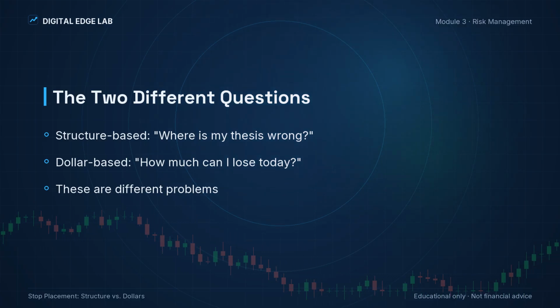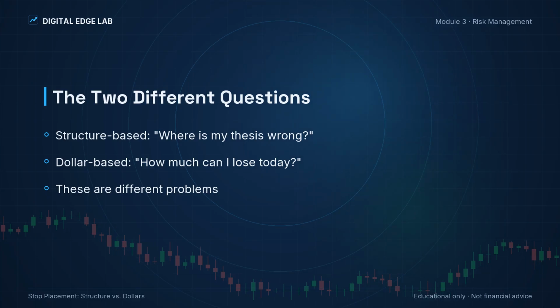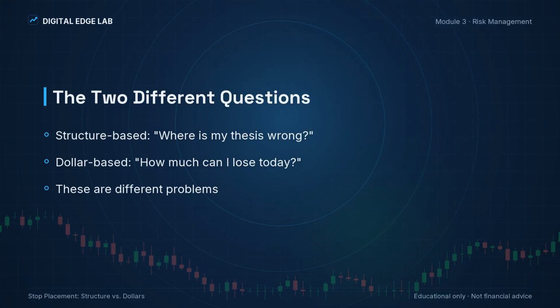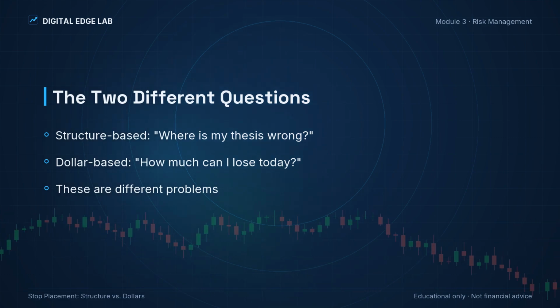A dollar-based stop answers a different question. You decide in advance how much capital you're willing to risk. Then place your stop wherever that dollar figure lands, regardless of what's on the chart. Both are real constraints on trading. The mistake is treating them as the same thing.